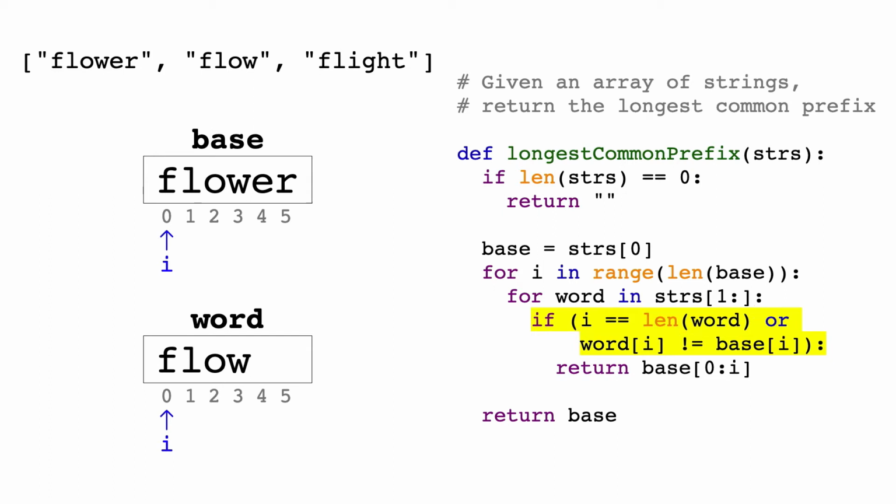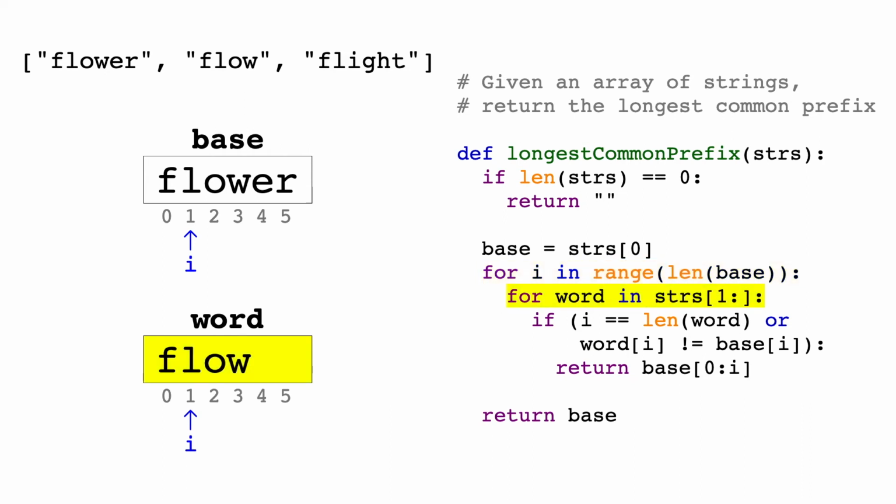The next thing we do is compare the character at index i of the base word, flower, with the current word we're on, flow. Right now you can see that the character of both words at index 0 is F, so this condition is false, and we can move on to the next word in the array. The next word is flight, and again we'll compare the character at index 0 with flower. Both characters are F, so now we exit the inner loop and we'll increment i in the outer loop.